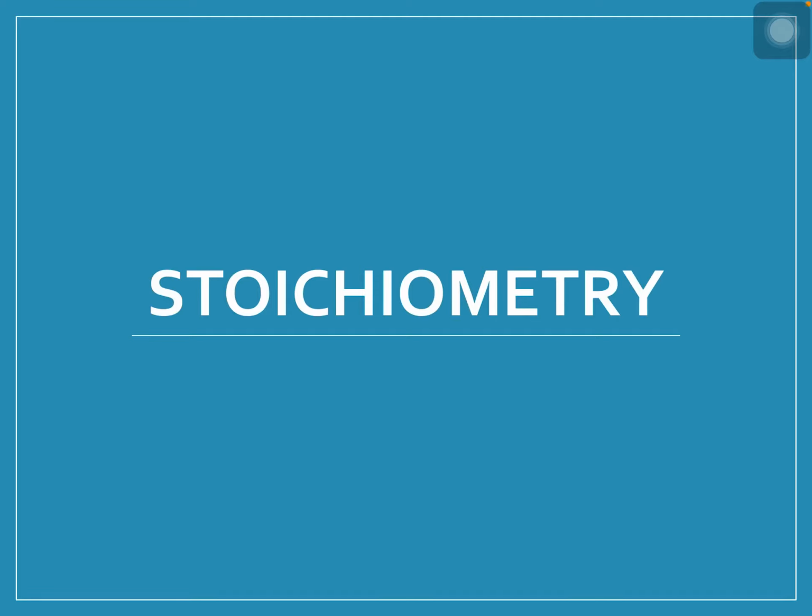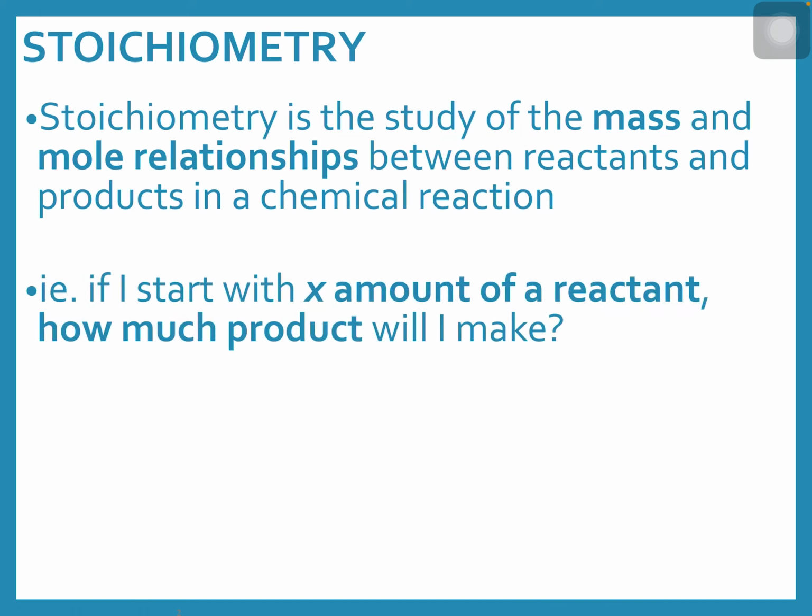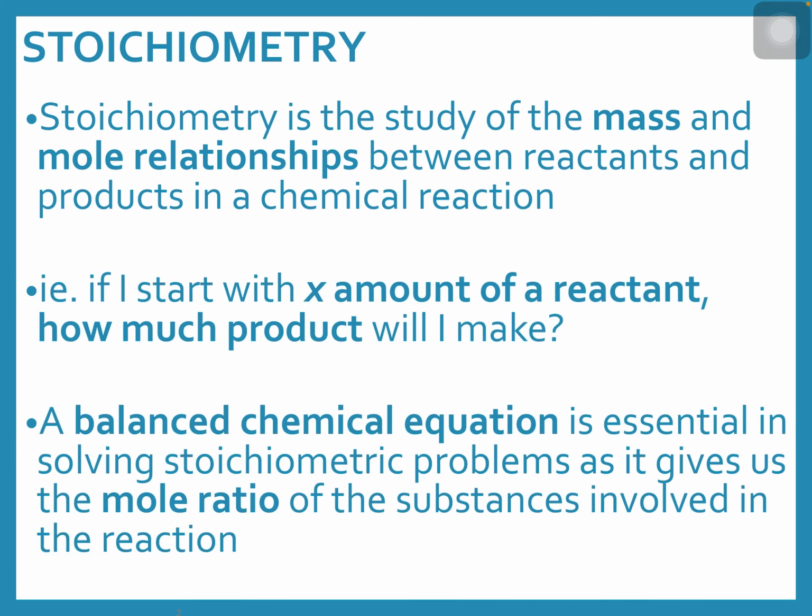In this lesson, we're going to learn about stoichiometry, which is the relationship between the mass and mole of substances in a chemical reaction. So for example, if I start with a certain amount of a reactant, how much product will be yielded in that reaction? For this, I need a balanced chemical equation, because a balanced chemical equation tells me the mole-to-mole ratio of substances needed and substances that will be produced.